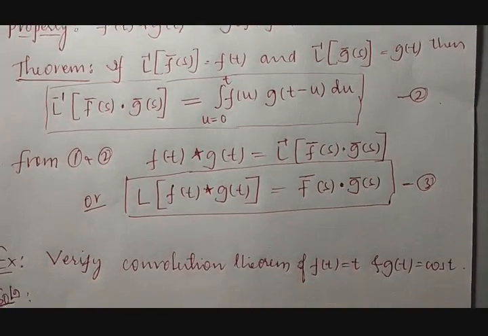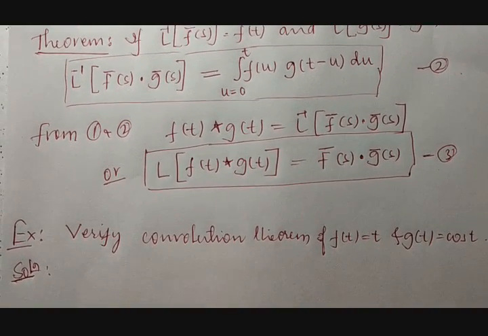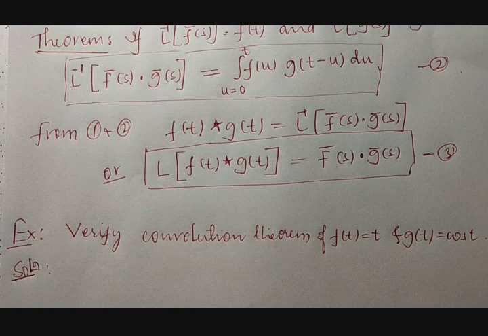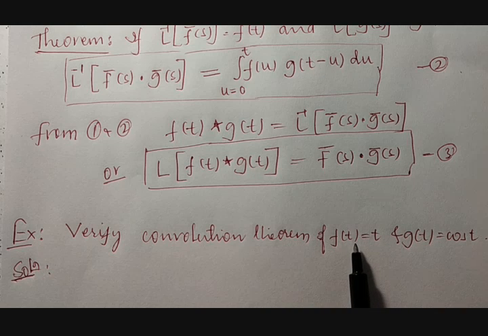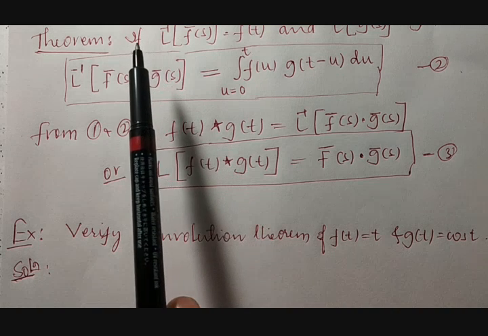What it says. We can see we have one example which says: verify the convolution theorem for the functions. Two functions are given. One is f of t is equal to t and the other one is g of t is equal to cos t. Then how do we take these two results and obtain the convolution theorem? What does the convolution theorem say? The convolution theorem is this one.